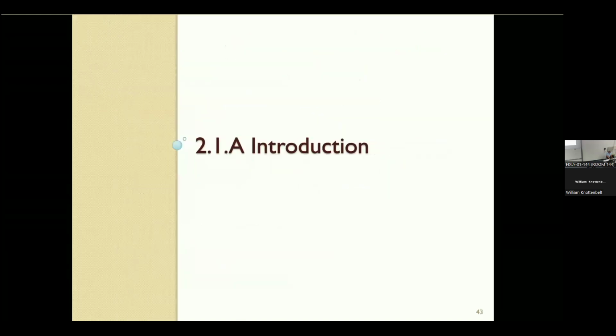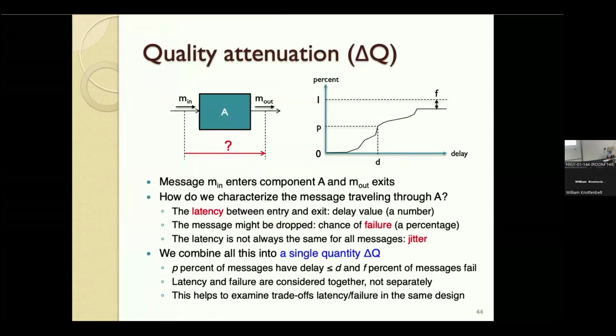Okay, so quality attenuation. We have already seen it in the first lesson. It's a cumulative distribution function. A message comes in, a message goes out. There's a latency, there's a chance of failure. And then there's the time that's not constant, so there's a jitter. It's a function that has many possible delays. So all of that is combined into a single quantity, which is the delta Q.